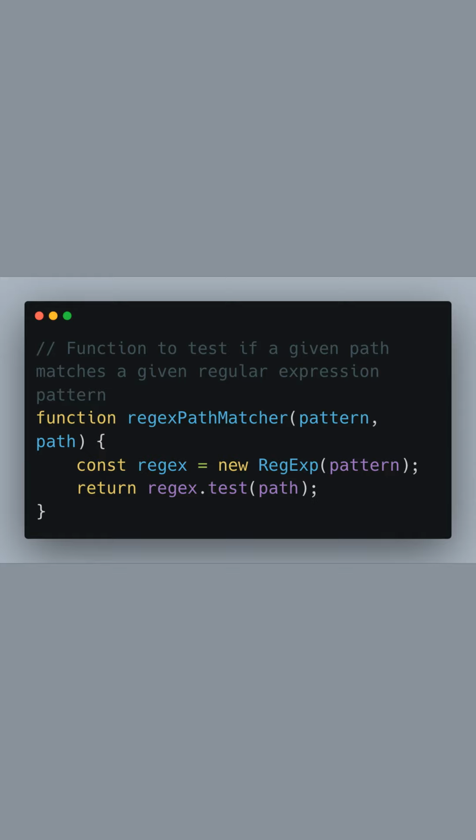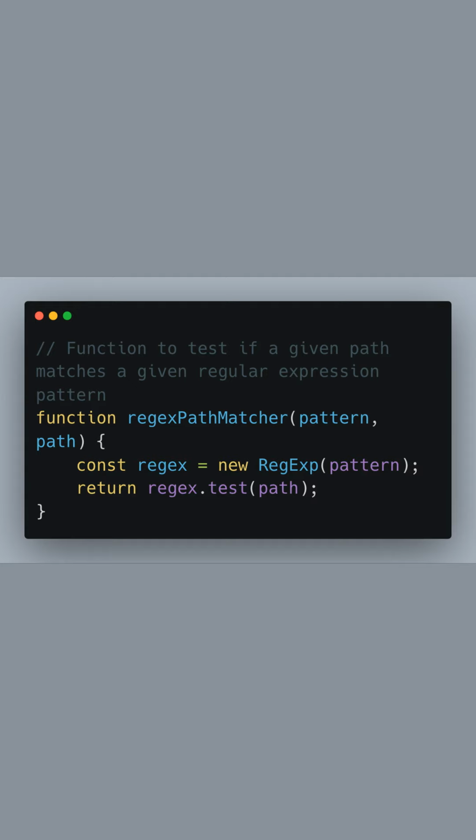In the first segment of our code, we define the function regexPathMatcher. This function is responsible for determining if a path in a URL matches a specific regular expression pattern. We construct a regex object from the input pattern and then use the test method, which evaluates the path. If there's a match, the function returns true, indicating the path corresponds to our regex pattern.